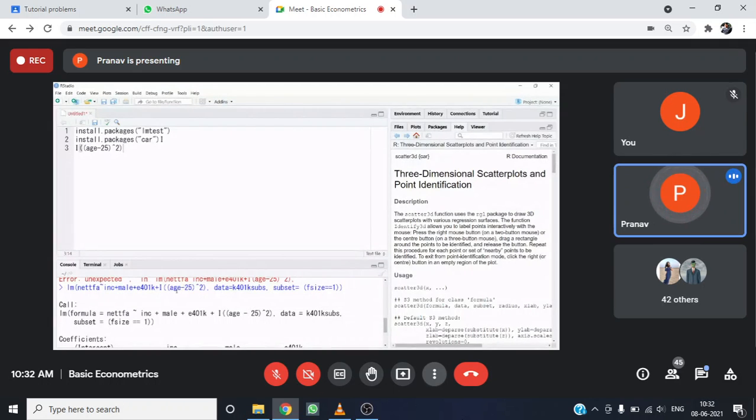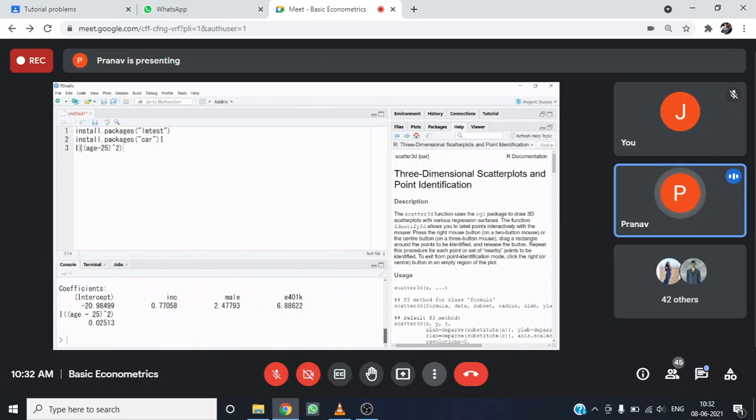Then I understand that net total financial assets increase for individuals above the age 25, but it increases in a quadratic fashion. That's why I have a polynomial term over here. And I'm only talking about single individuals. That's why I have used here subset is equal to f size equal to 1. If you want to talk about individuals with family size 2, then here we write f size equals 2. So this is how you generally create that subset. Is this clear?